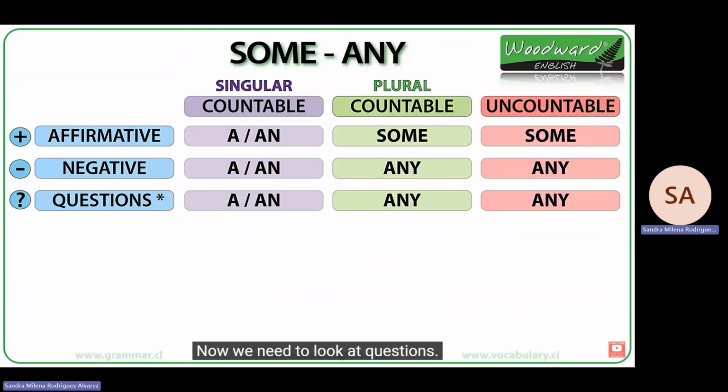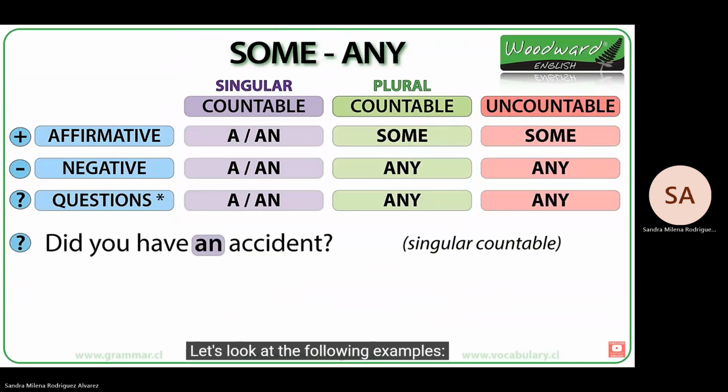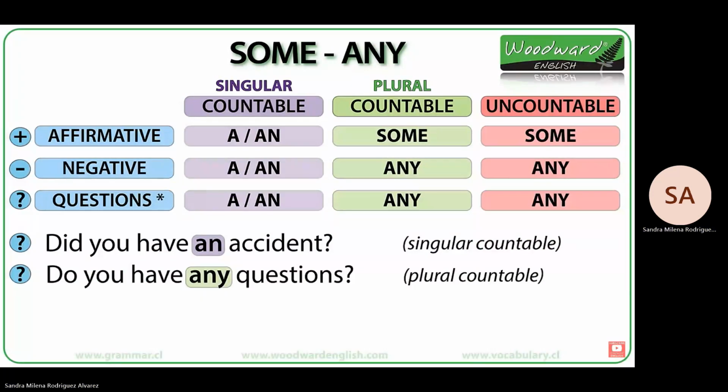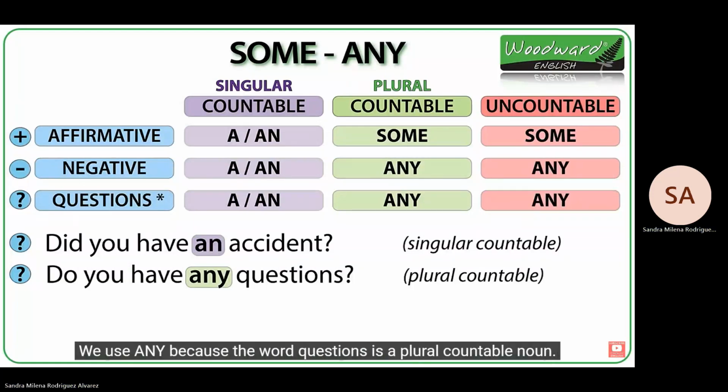Now we need to look at questions. We normally use a and an with singular countable nouns and any before plural countable nouns and uncountable nouns. Let's look at the following examples. Did you have an accident? We use an because accident is a singular countable noun. Do you have any questions? We use any because the word questions is a plural countable noun.